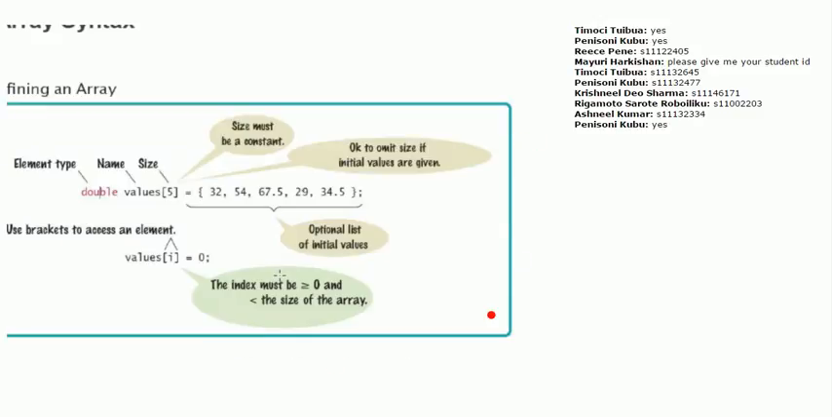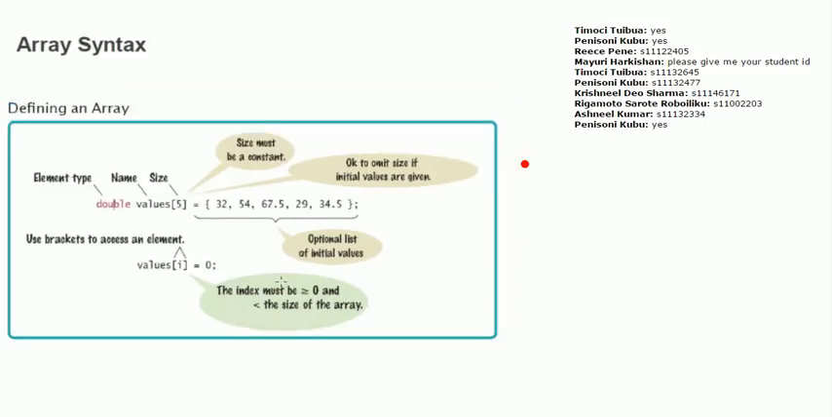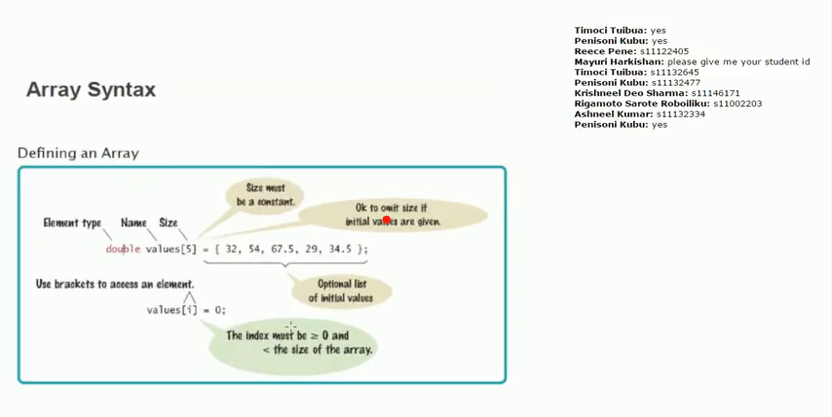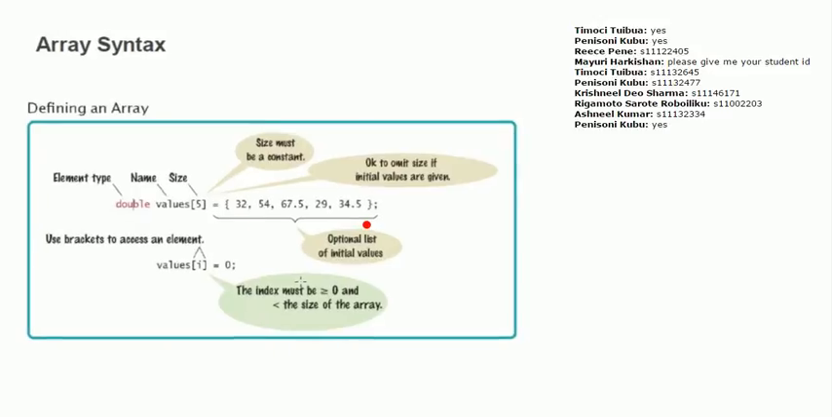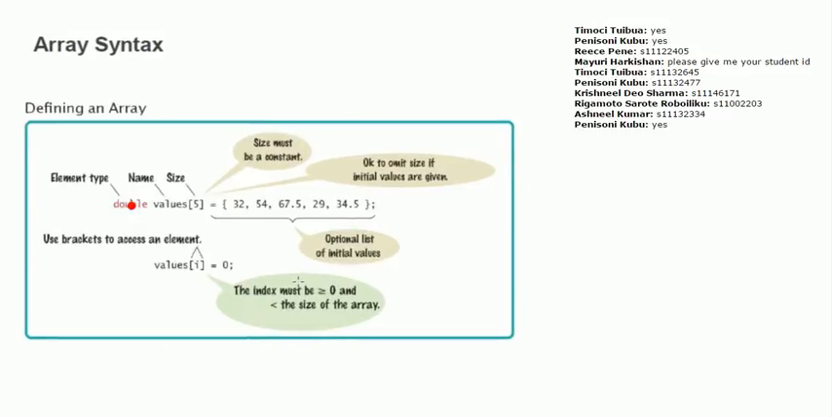This is again a recap of how to define an array. So array has an element type, right? So each element here in this example needs to be of type double. So you need to tell the data type which will be contained in the array. This is called the name of the array, and this is the size of the array specified here.